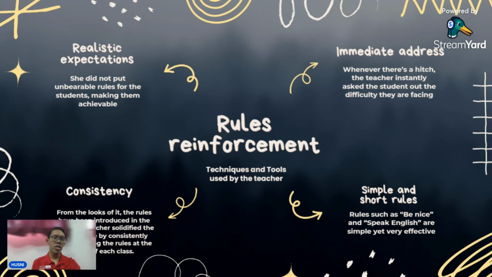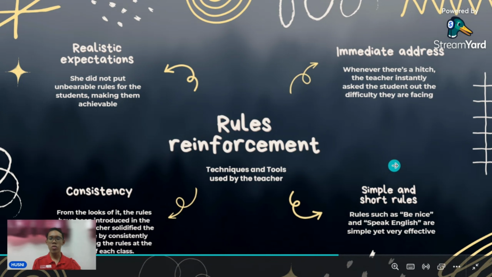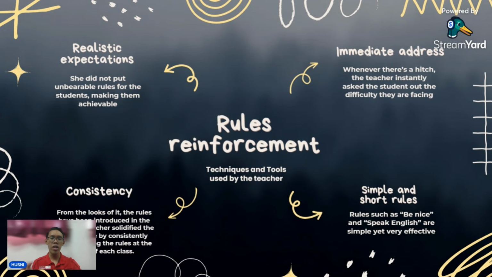And then consistency. From the looks of it, the rules have been introduced in the past. The teacher solidified the knowledge by consistently reintroducing the rules at the start of each class. When we watched the video just now, she said, before we start the class, right? So that indicates that they have done that multiple times in the past. And simple and short rules. Rules such as be nice and speak English are simple yet very effective.